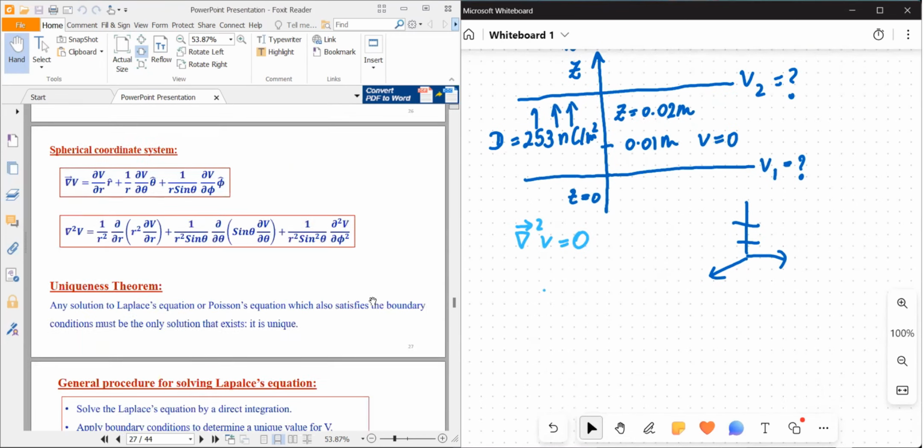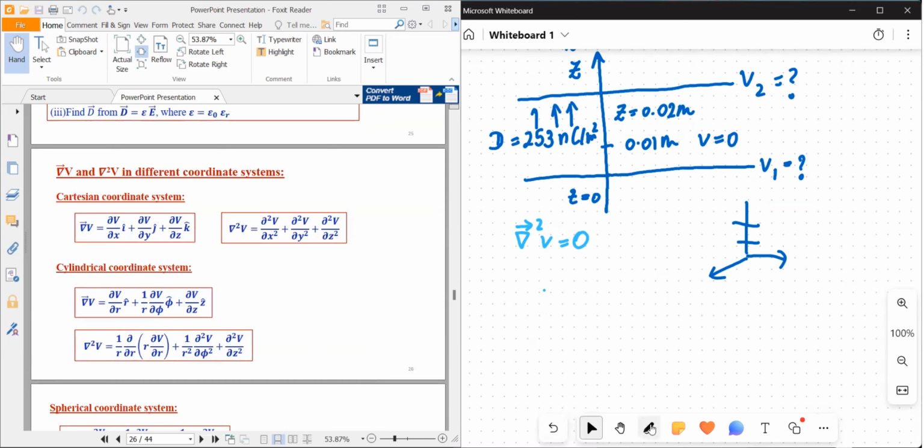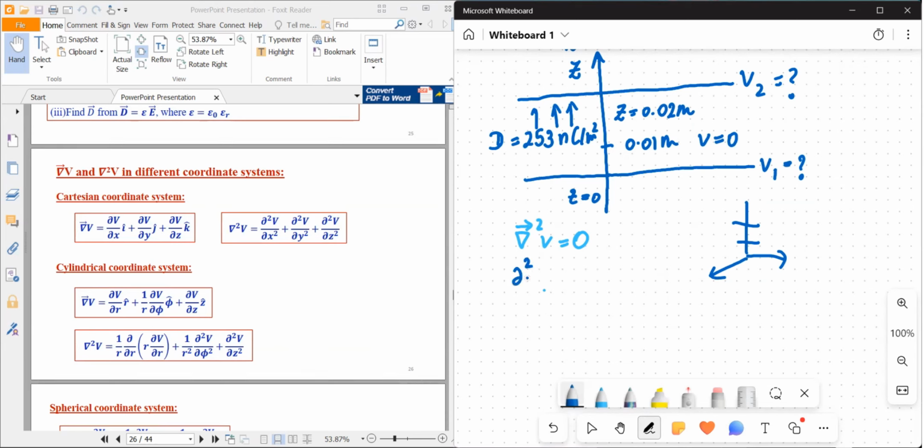Now in Cartesian coordinate system, del square V is equal to dou square V over dou x squared plus dou square V over dou y squared plus dou square V over dou z squared. So it's going to be equal to 0.